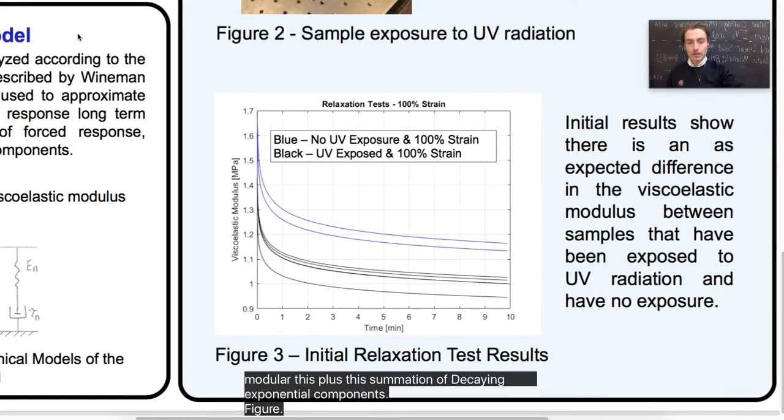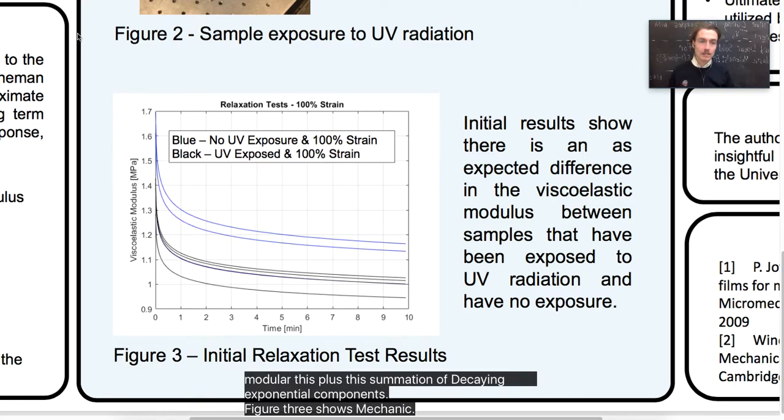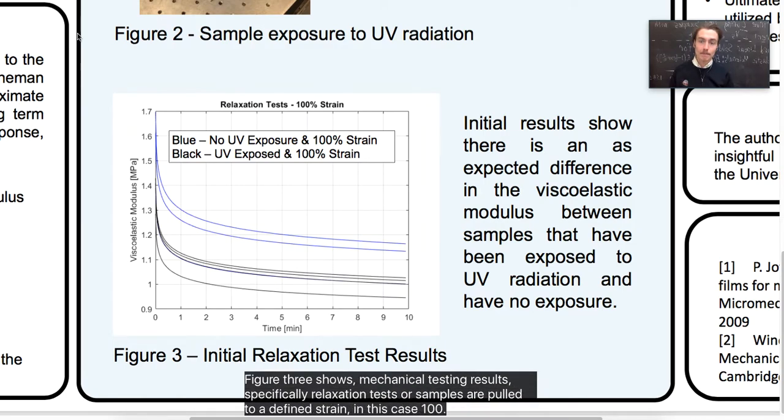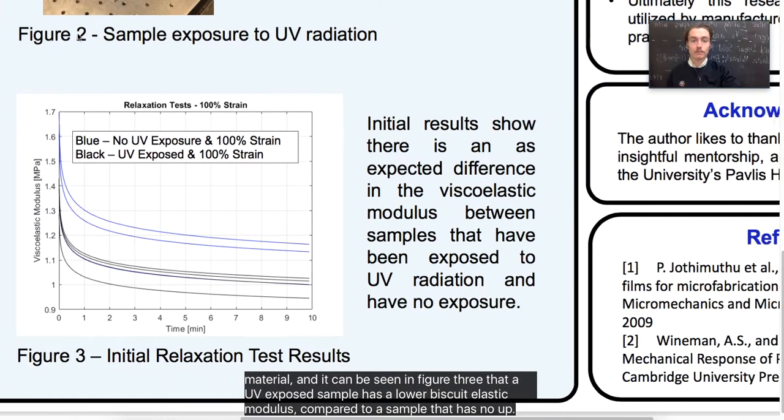Figure 3 shows mechanical testing results, specifically relaxation tests, where samples are pulled to a defined strain, in this case 100%, and then held there. The stress results decay over time as the polymer chains align within the material, and it can be seen in figure 3 that a UV exposed sample has a lower viscoelastic modulus compared to a sample that has no UV exposure.